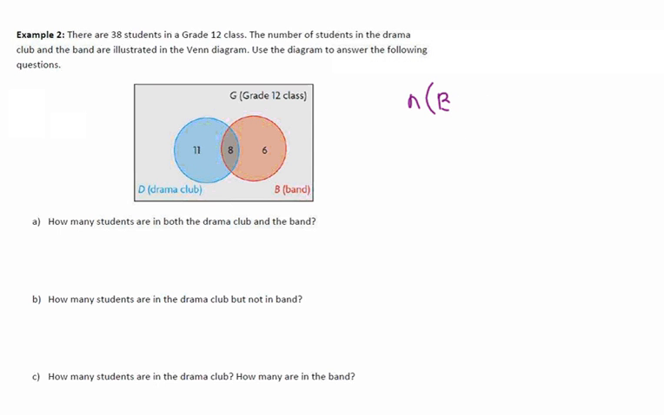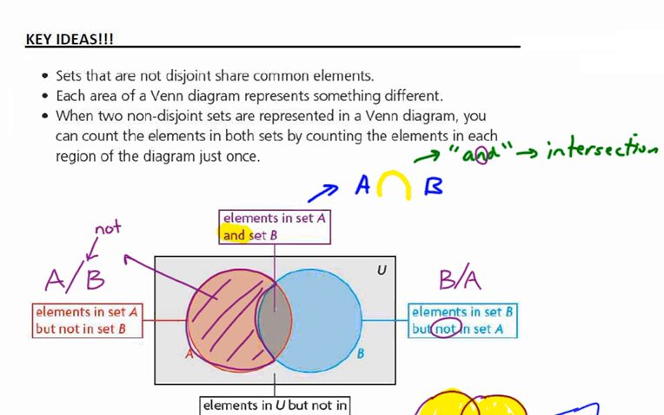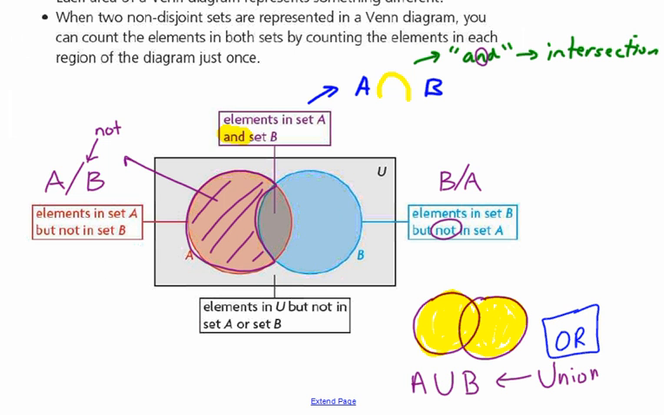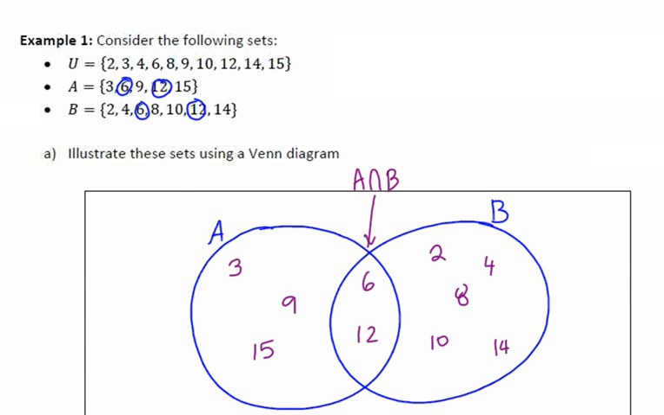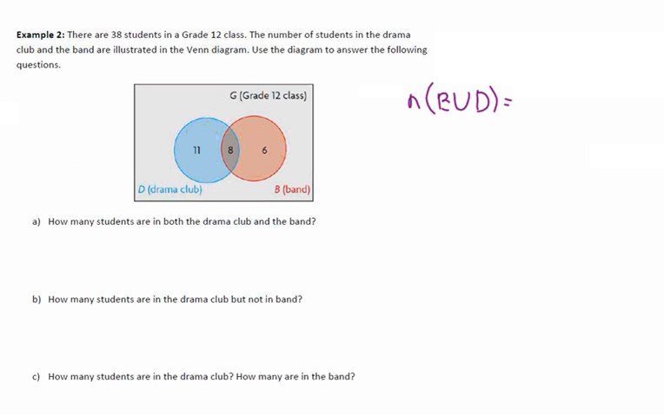What symbol is or? The union, band or drama. We talked about this. Remember I colored it in back here? Or is the union, everybody added together. So how many are in band or drama? 11 plus 8 plus 6. 25.